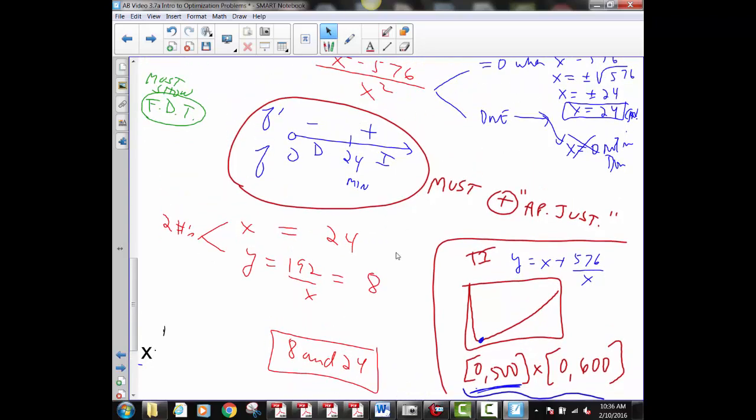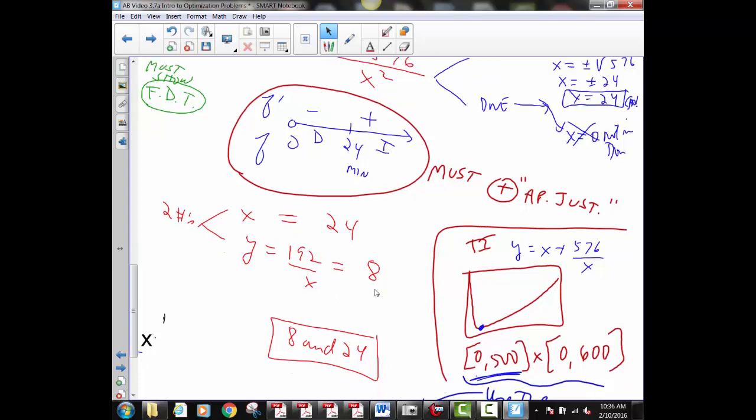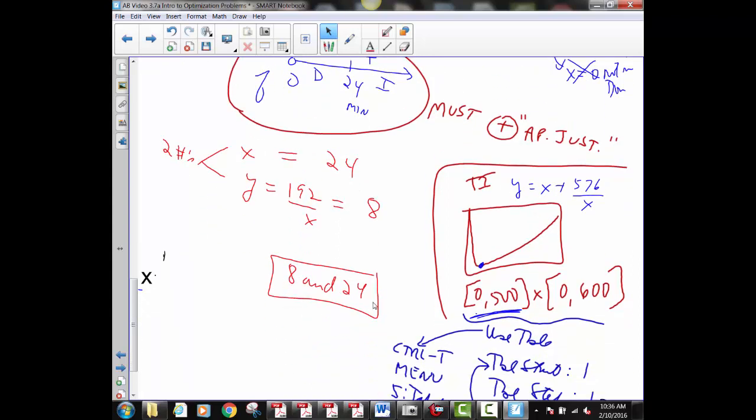Now, let's not forget to answer the question. The question did ask for both numbers, so we found out that x equals 24 is what gives you that famous minimum sum. So x is 24. Remember, we had established y was 192 over x, which becomes 8, and therefore the two numbers are 8 and 24.